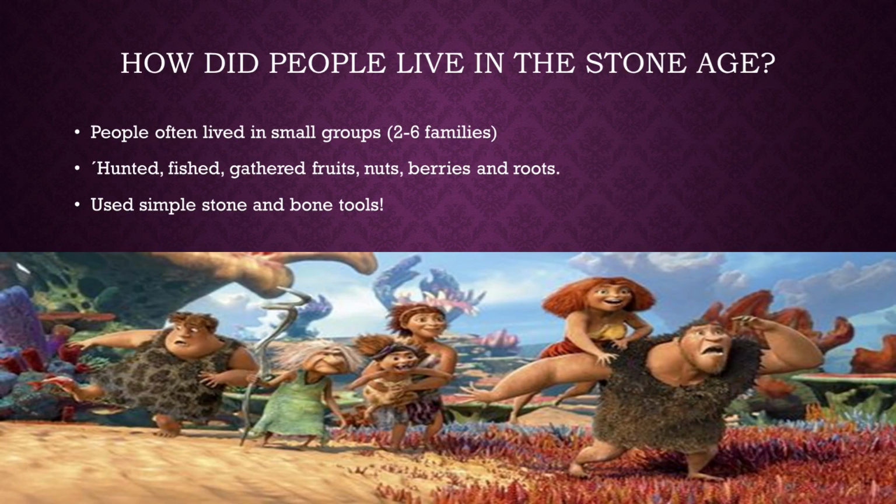How did people live during the Stone Age? Well, people often lived in small groups, usually 2 to 6 families in each group. They hunted together, fished, gathered fruits, nuts, berries, roots, and so on. And they used simple stone and bone tools.